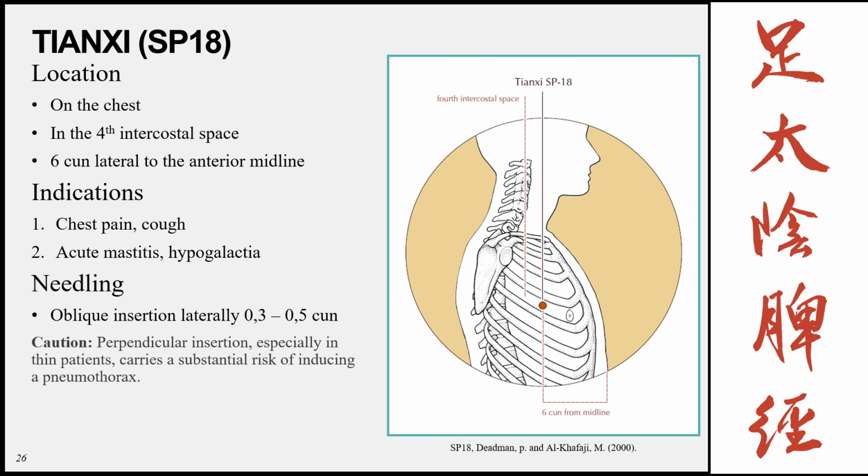The next point is Tianci, spleen 18. This point is on the chest. Just like the previous point, 6 tsun lateral to the midline, we're now in the 4th intercostal space. Here's the 1st intercostal space, 2nd, 3rd, 4th, and then we've got to go 6 tsun lateral to that. This point is used for chest pain and cough, acute mastitis, and hypogalactia. And these are all because of its location being close to both the chest and the breasts. This point is also an oblique insertion in a lateral direction, 0.3 to 0.5 tsun. And the same caution as the previous point against perpendicular insertions, as they carry the risk of causing pneumothorax.